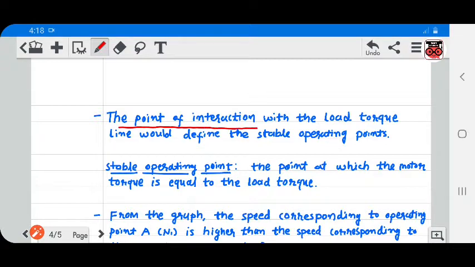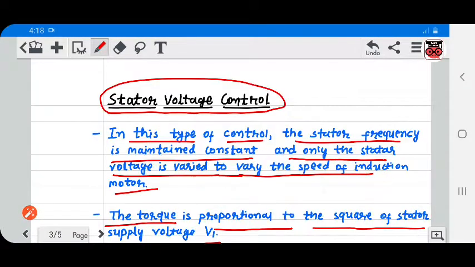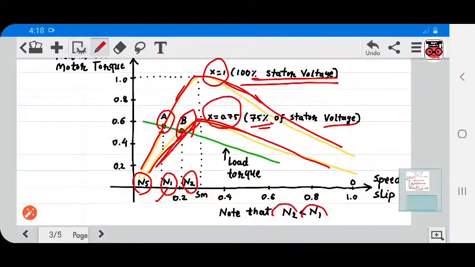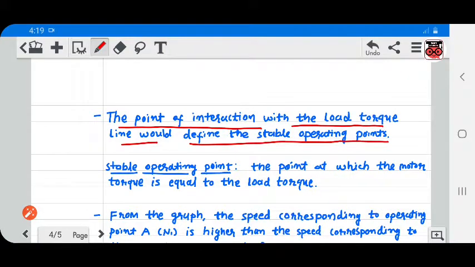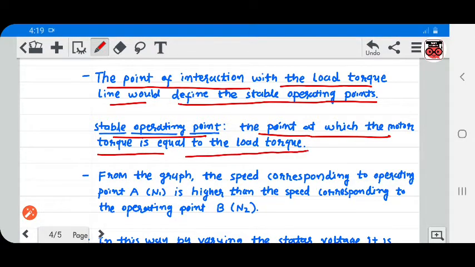The point of intersection with the load torque line defines the stable operating point. Here we see the operating points A and B. This line indicates the load torque line. So the points of intersection, that is points A and B, with the load torque line define the stable operating point. The stable operating point means the point at which the motor torque is equal to the load torque.